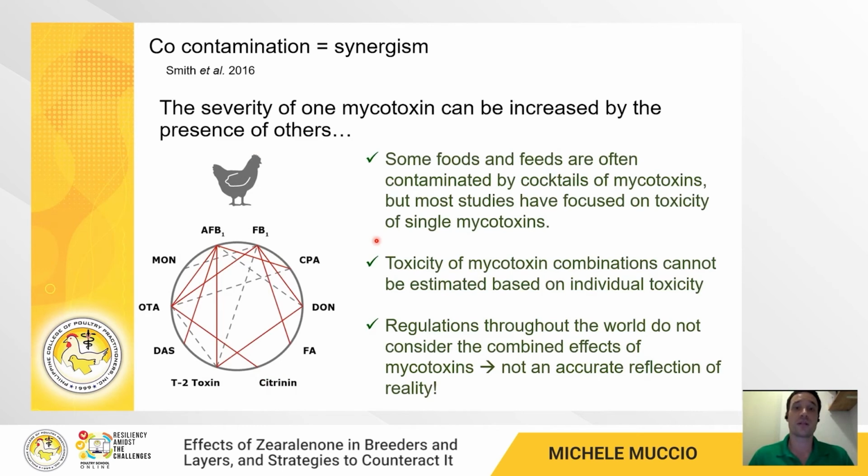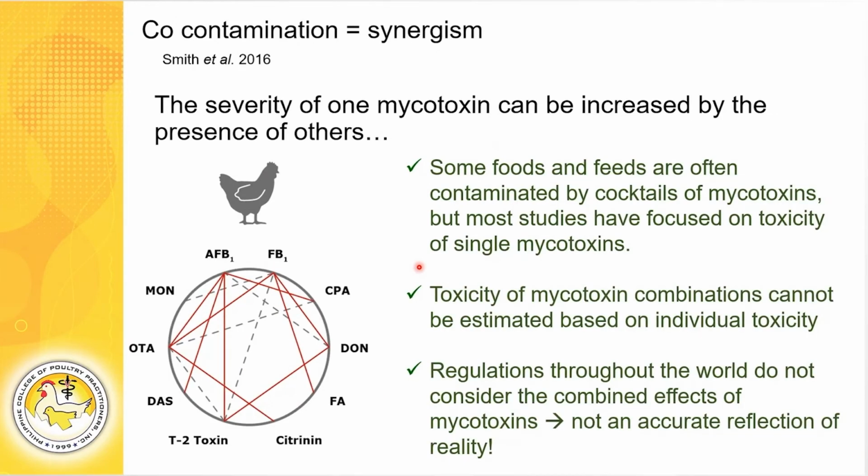Something that we need to keep in mind about mycotoxin is the synergism. The synergism is when the severity of one mycotoxin can be increased by the presence of others. And the synergism goes hand in hand with co-contamination. And co-contamination is, of course, the condition when more mycotoxins are present on the same feed commodity. And this is actually the rule and not the exception.